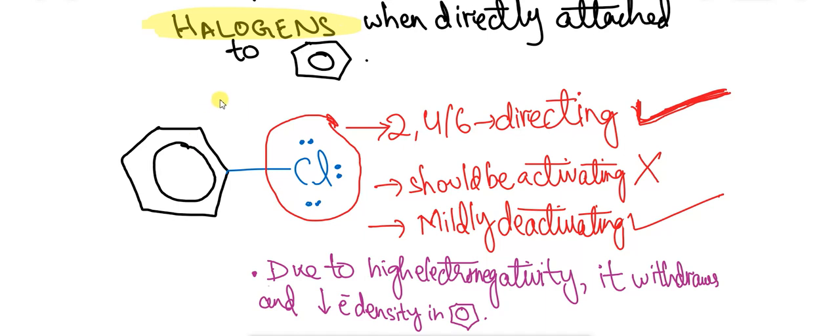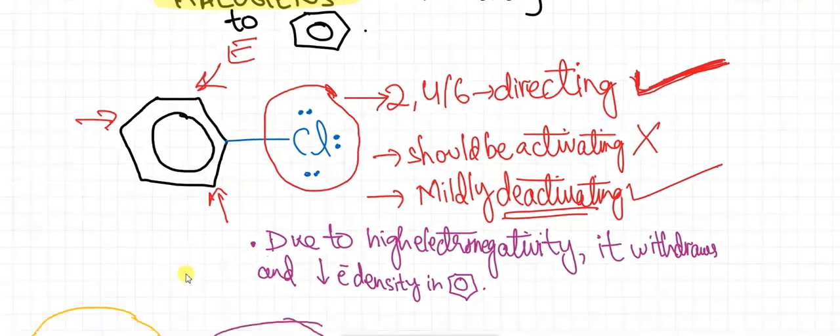2,4,6 directing, meaning that the electrophile will come and attack the second position or the fourth position or the sixth position. All the 2,4,6 directing groups that we did in the previous video were activating groups. But the halogens are deactivating, they are mildly deactivating, the reason being that they are highly electronegative, so they actually pull the electron density away from the benzene ring rather than donating it.